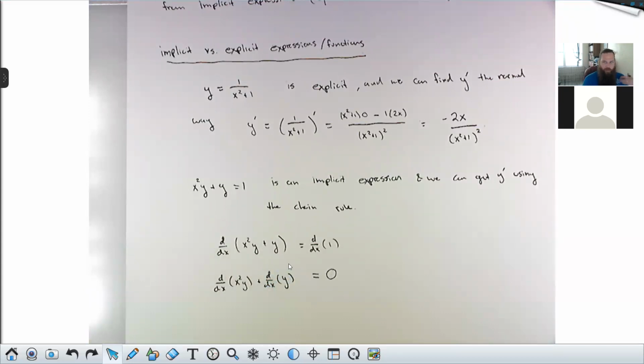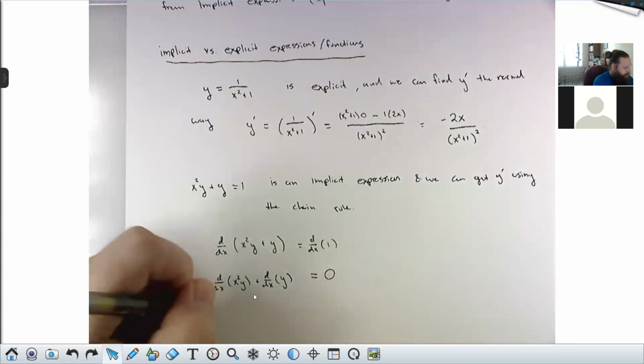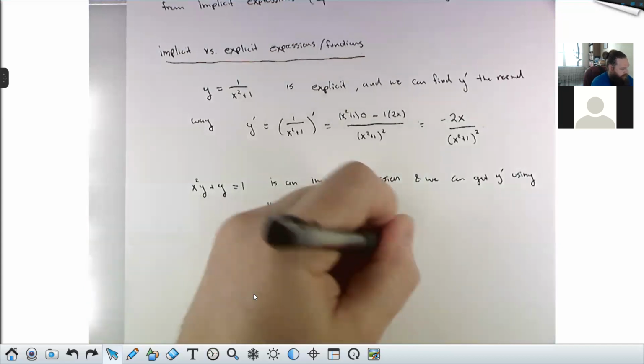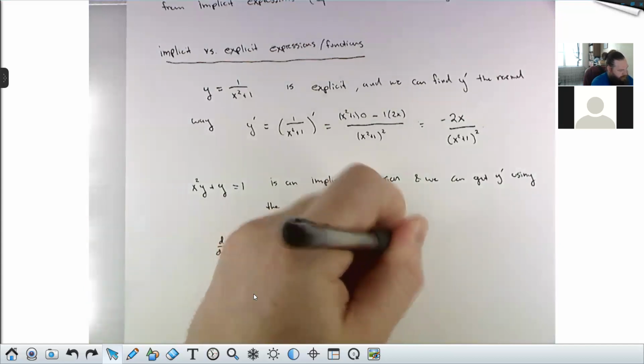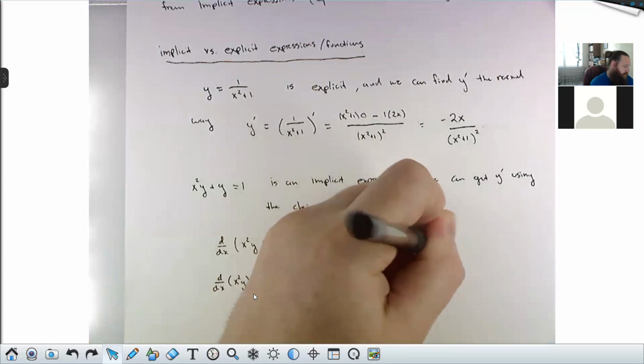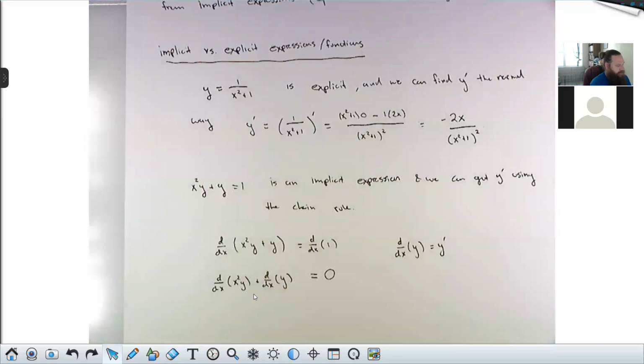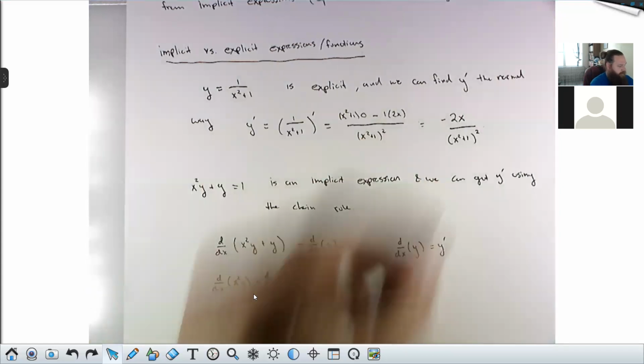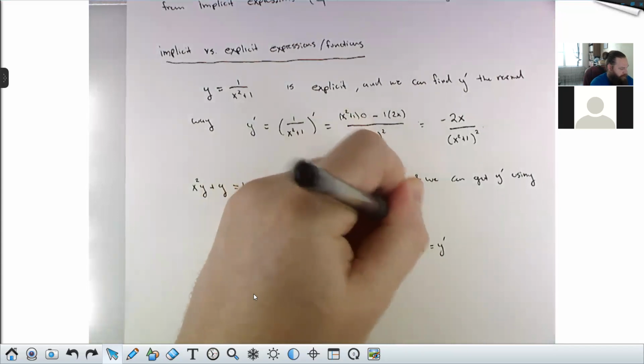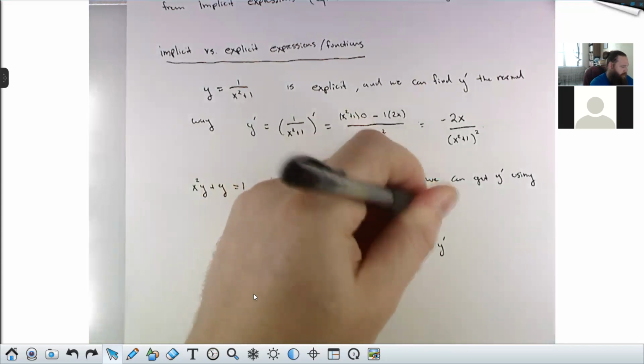So the understanding here again is that y is secretly a function of x. So this would just be y prime. And here you would need the product rule. So d dx of y is just y prime. d dx of 1 is 0. I'll put that up here too. Of course, d dx of 1 is 0.